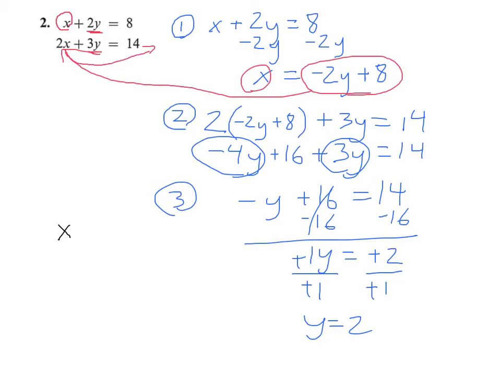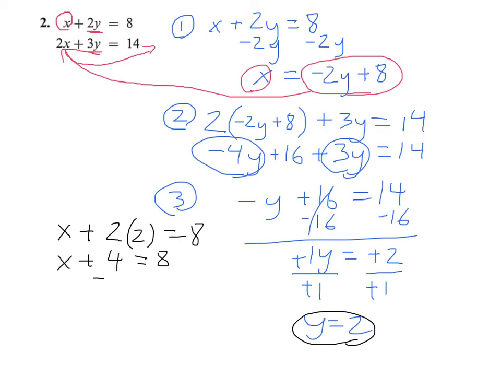Okay, so x plus 2 times, and instead of y, I'm going to take y equals 2, equals 8. So x plus 4 equals 8. That means minus 4, we get x equals 4. So our answer is x equals 4, y equals 2, and we are done.